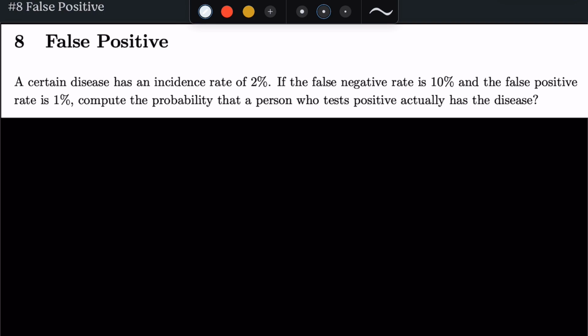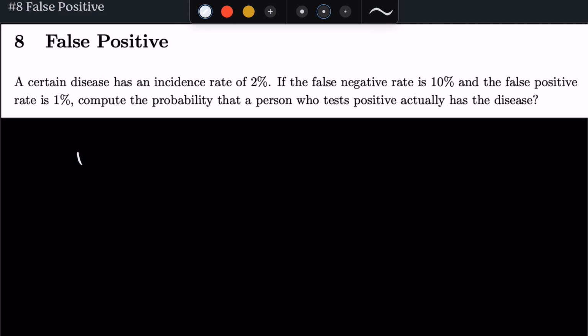In this question, we have a disease with an incidence rate of 2%. We're also told that the false negative rate is 10% and the false positive rate is 1%. And we're asked to compute the probability that a person who tests positive actually has the disease. Before we begin, let's note down this metadata using our own notation.